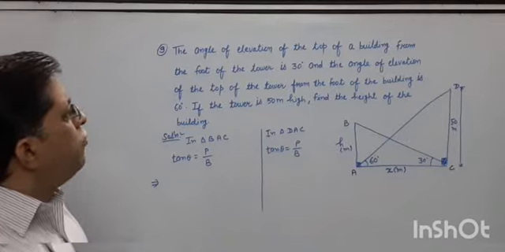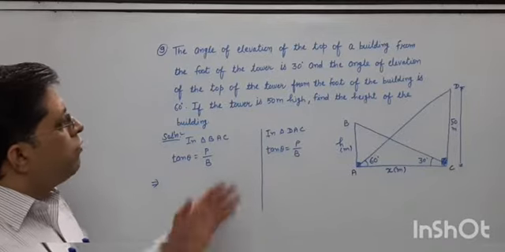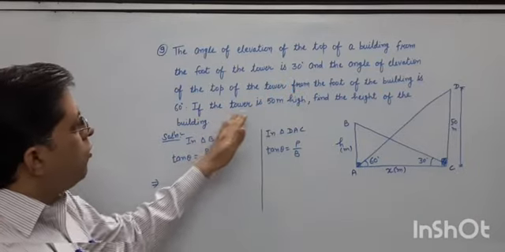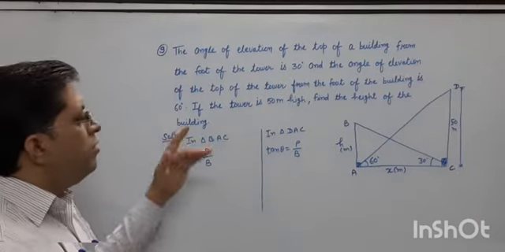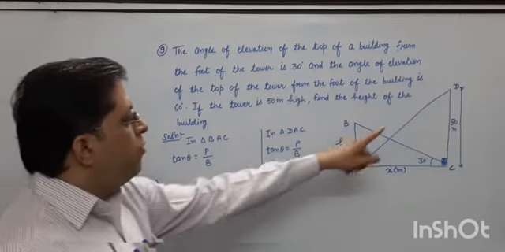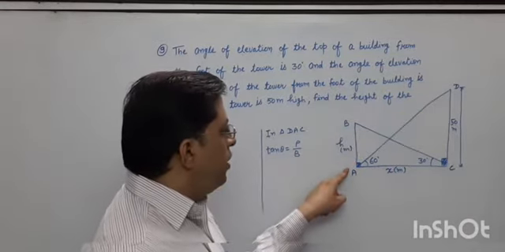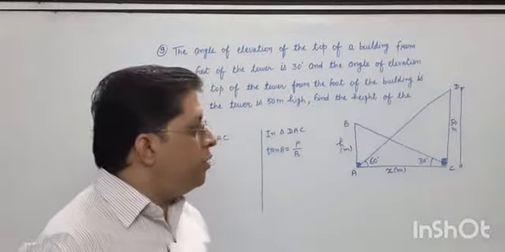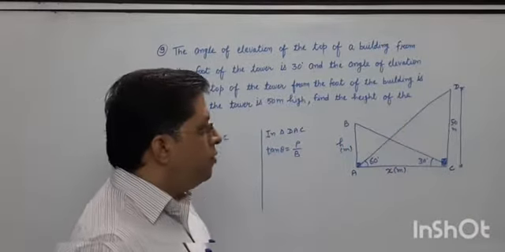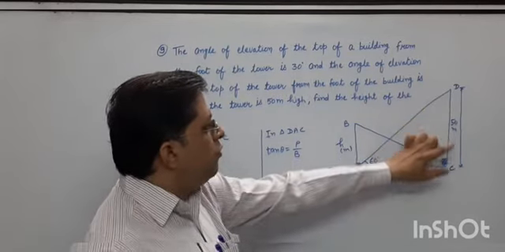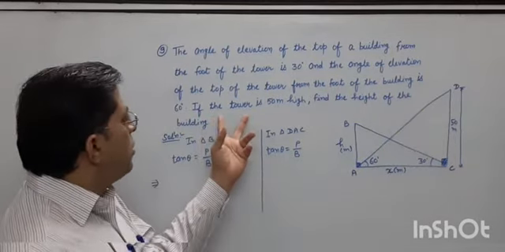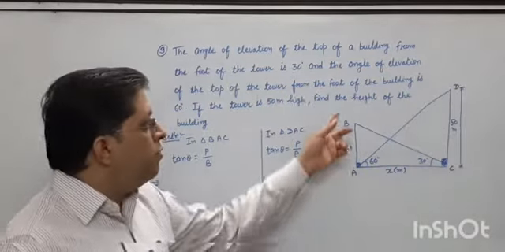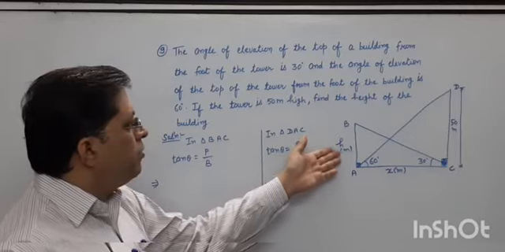The angle of elevation of the top of the building from the foot of the tower is 30 degree, and the angle of elevation of the top of the tower from the foot of the building is 60 degree. Top of the tower, foot of the building; top of the building, foot of the tower. Two things are given: this is the building and this is the tower. The height of the tower is given to you, 50 meter. Find the height of the building.